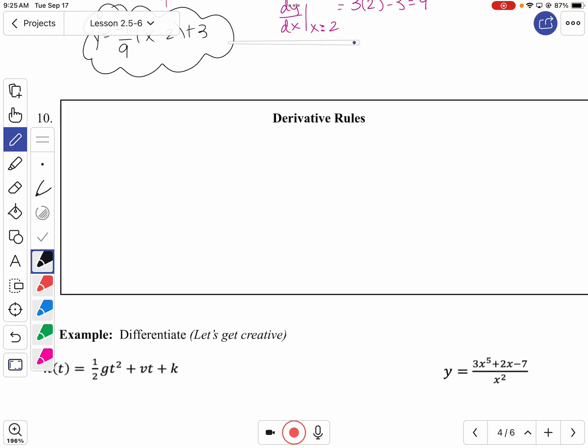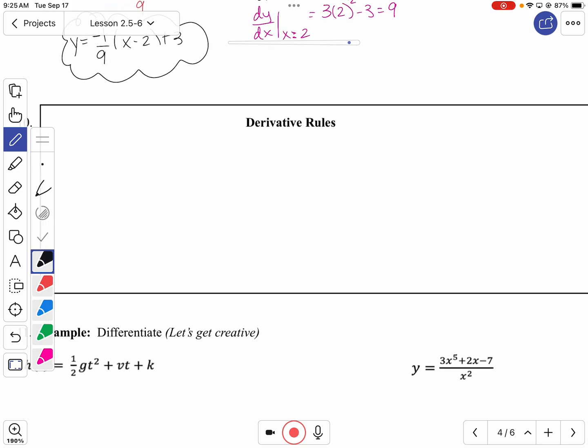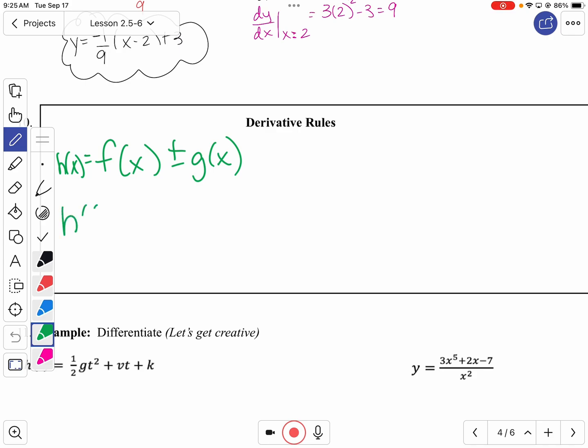Okay, so let's talk about derivative rules. To this day, the only one we've discussed is the power rule. We've written that down multiple times. But if I take, let's say, h of x equal to f of x plus or minus g of x, if I've got multiple functions, to get my derivative, we just take our individual derivatives and add or subtract them together. Does it say anything about multiplication? Nope. Does it say anything about division? No.